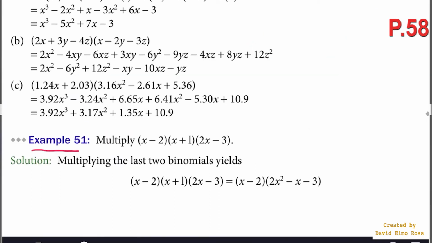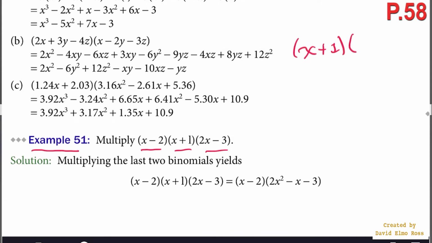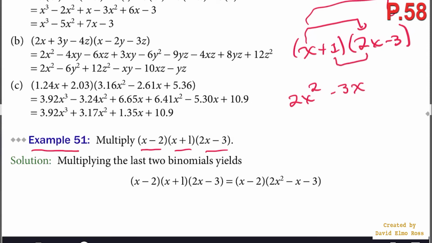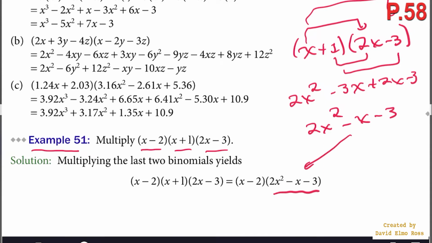In example 51 here, we have 3 terms. And it doesn't matter what order we multiply them in, as we've seen before. So I'm going to start with the far right terms, which is x plus 1, and multiply that by 2x minus 3. And I'm going to use the FOIL rule. First is this, which is going to give us 2x squared. Outside, x times minus 3 is going to be minus 3x. Inside, 1 times that will be plus 2x. And finally, last, which will be minus 3. So when we do this, it's going to give us 2x squared minus x minus 3, which is what we can see here in this expanded term.